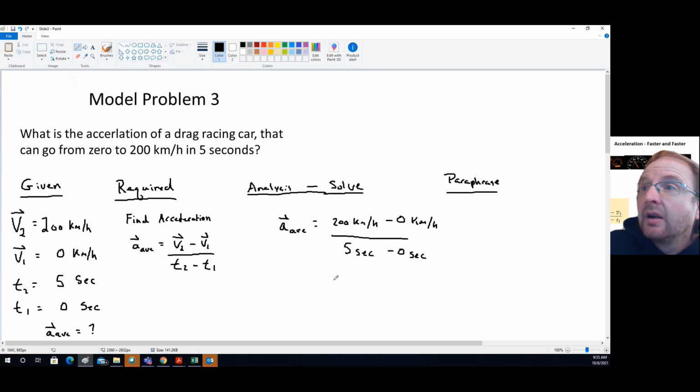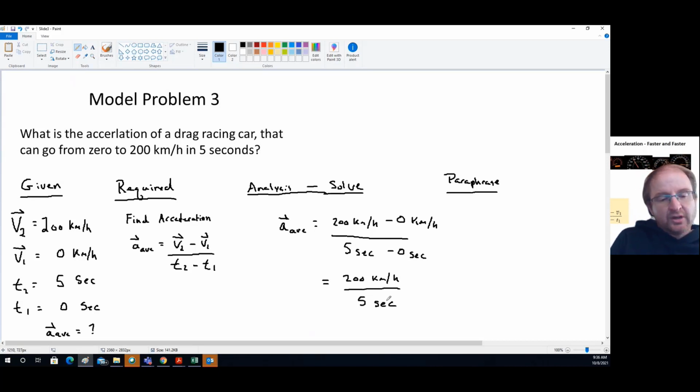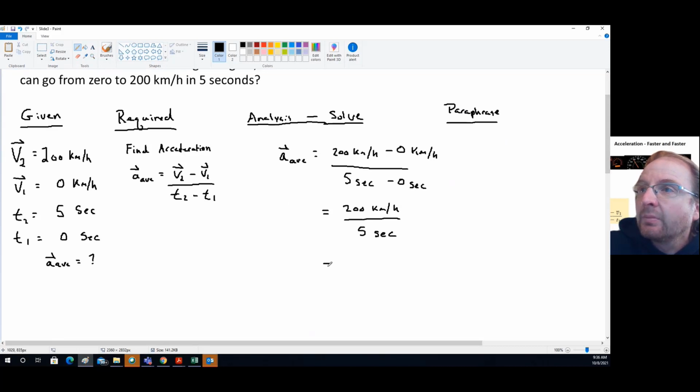Okay, so 200 km per hour over 5 seconds. So get your calculator. 200 divided by 5, but I'm going to check this on my calculator. I think I can do that in my head, but 200 divided by 5. Yeah, 40. I was right. It's getting faster and faster by 40 kilometers per hour per second.